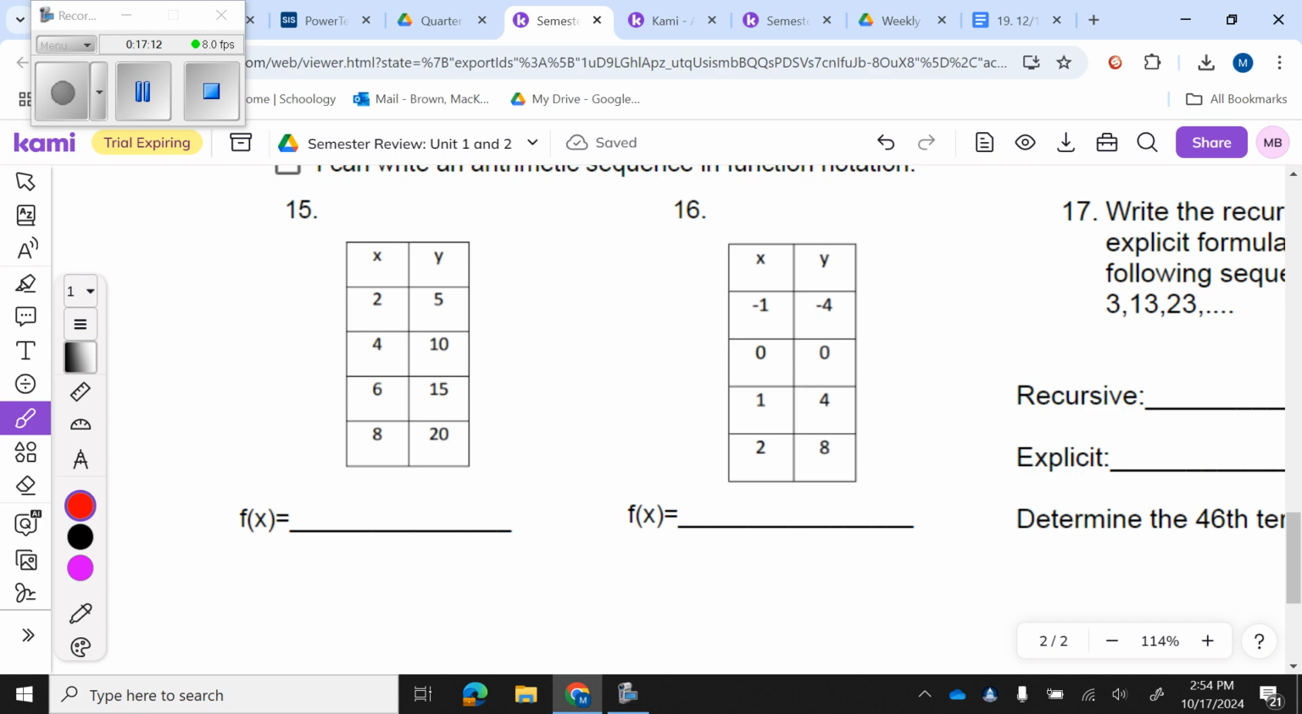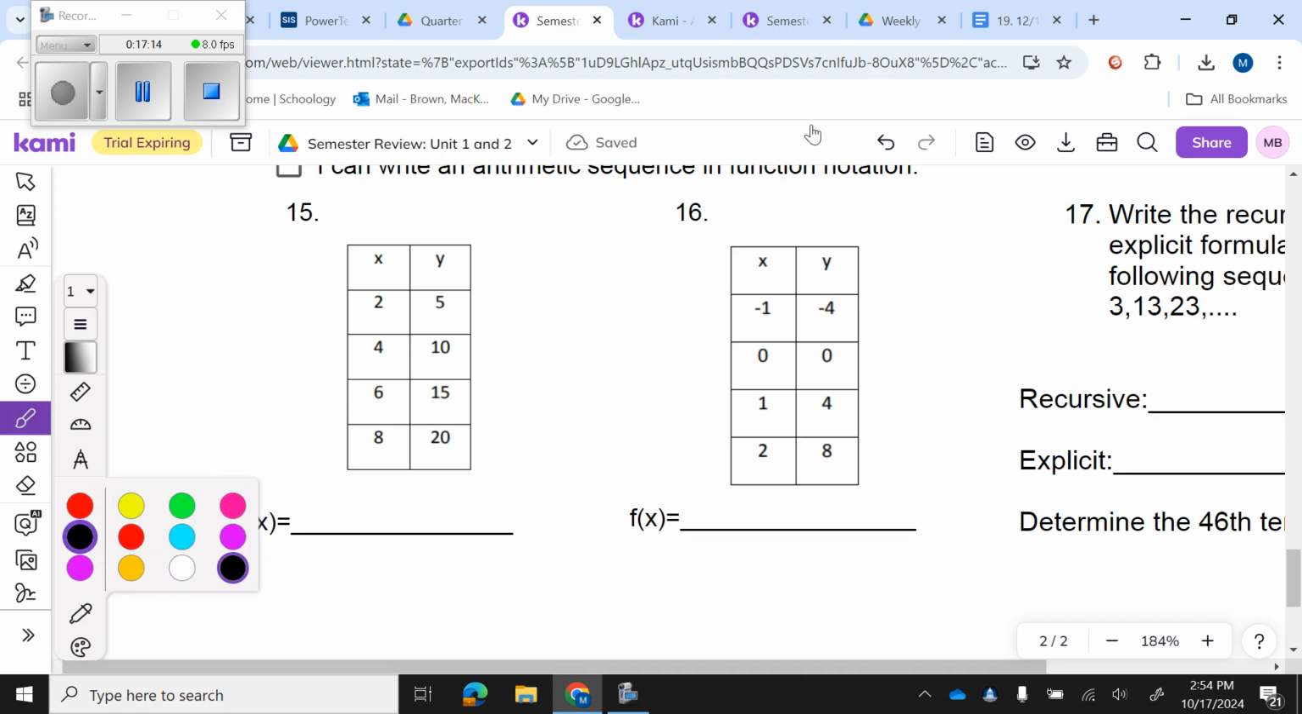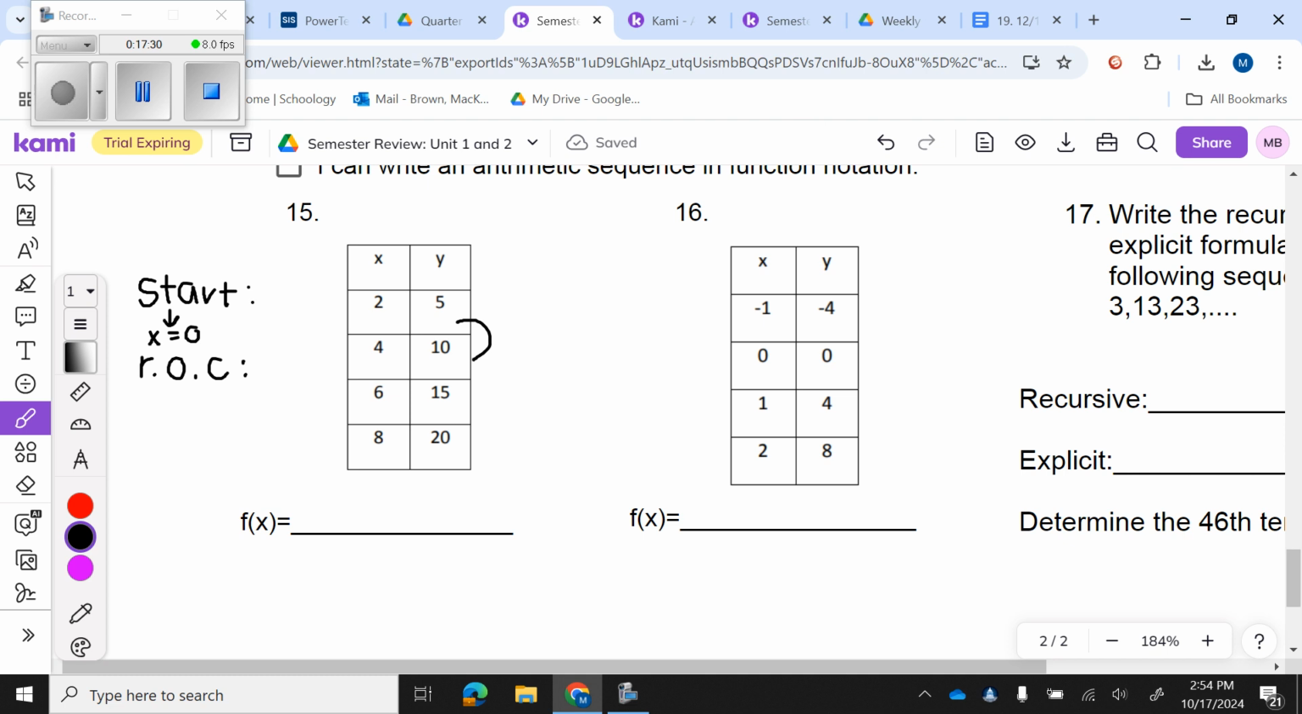All right, we got to write a function rule for number 15. Two things for a function rule. You need a start and you need a rate of change. Remember, your start is when x equals 0. Well, right now it's not on this graph, so I'm going to go find my rate of change first. I'm going to see how it's changing every time. Well, y'all, if I look here, we're adding 5 every time. Adding 5, adding 5. But I do need to go double check my x.